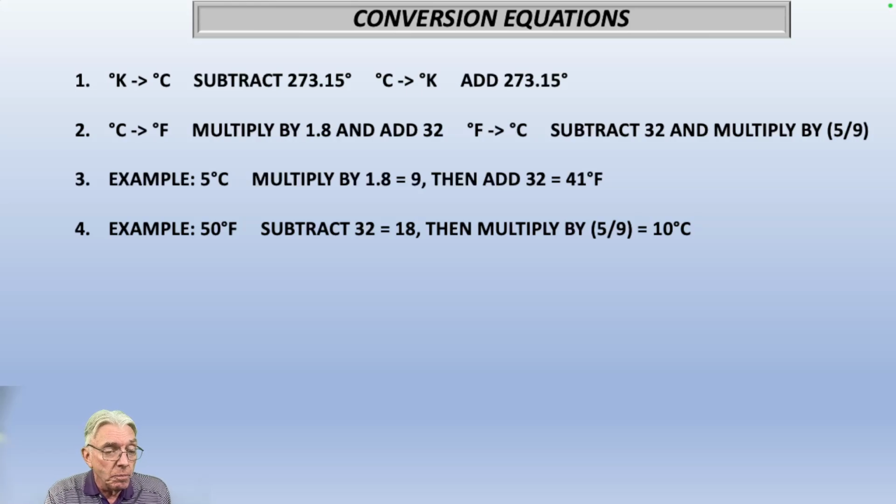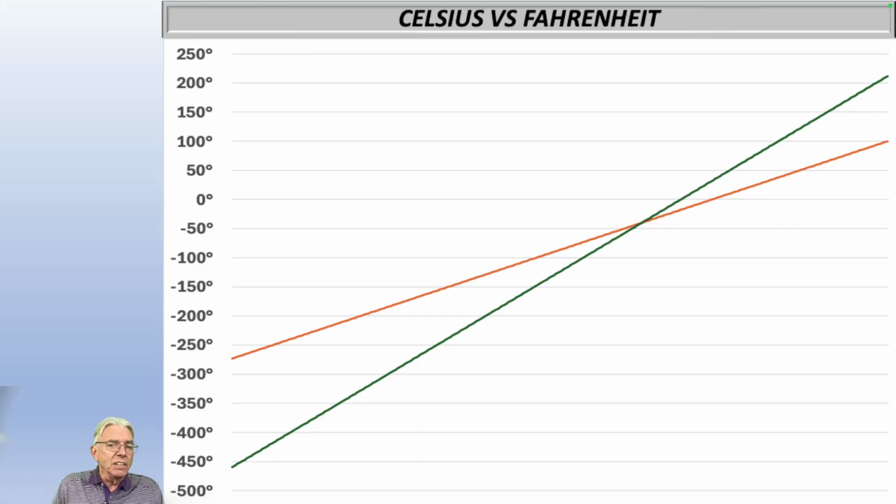Same way the other way down. Minus 5 would be 23. Minus 10 would be 14. Minus 15 would be 5. And minus 20 would be minus 4, okay? So you have to go down to about minus 18 degrees C before the Fahrenheit numbers actually start to become negative, okay?